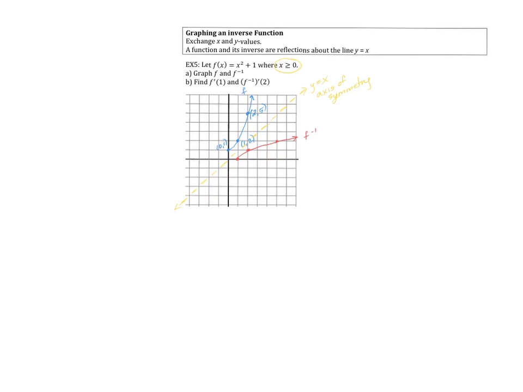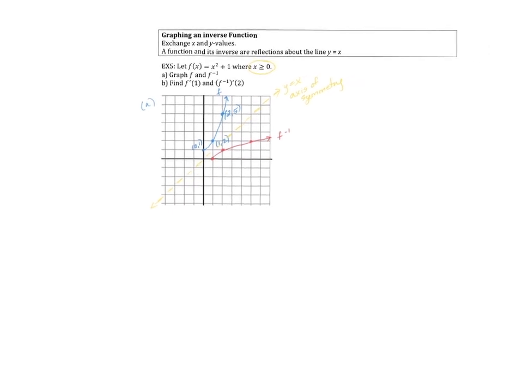Okay, so I've graphed my function and its inverse, so this was part A. And now let's go ahead and look at part B. So in part B, we need to find the derivative of the function and evaluate it at 1. And then we have to find the derivative of the inverse and evaluate it at 2.